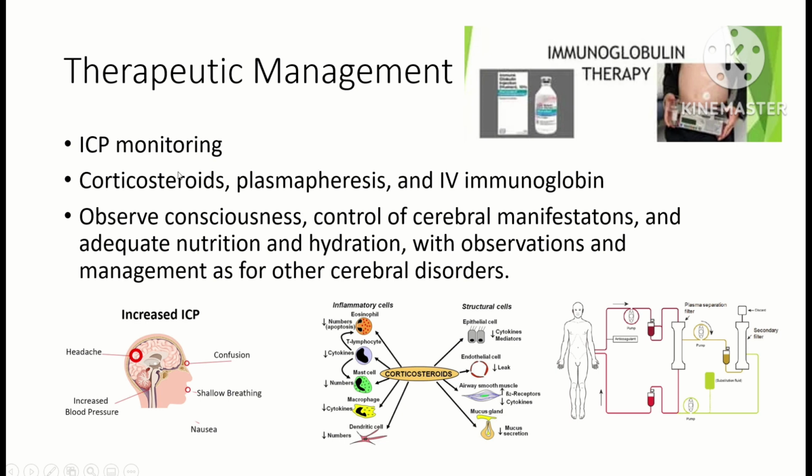Therapeutic management includes ICP monitoring, corticosteroids, and IV immunoglobulin to upgrade the immune system. Observe consciousness, control of the cerebral manifestations, and adequate nutrition and hydration, with observations and management as for other cerebral disorders.